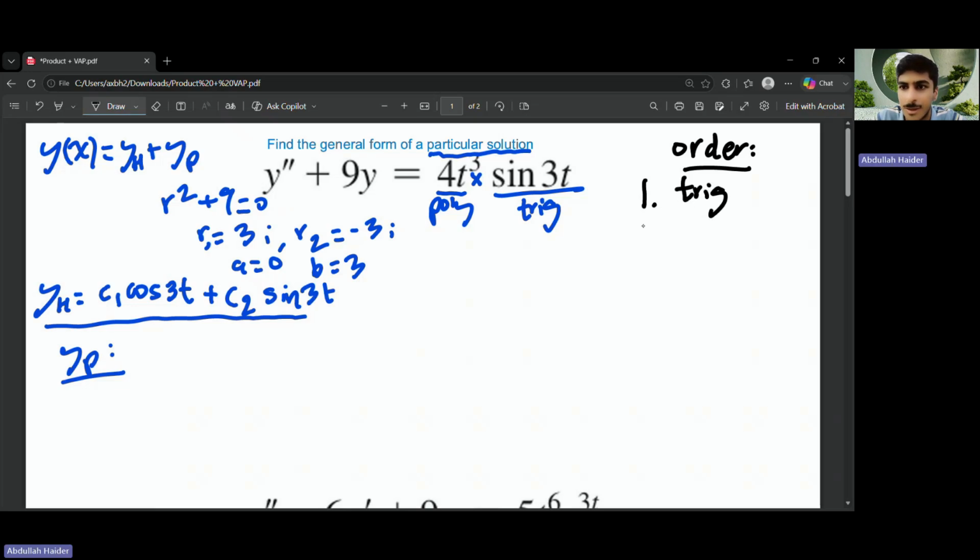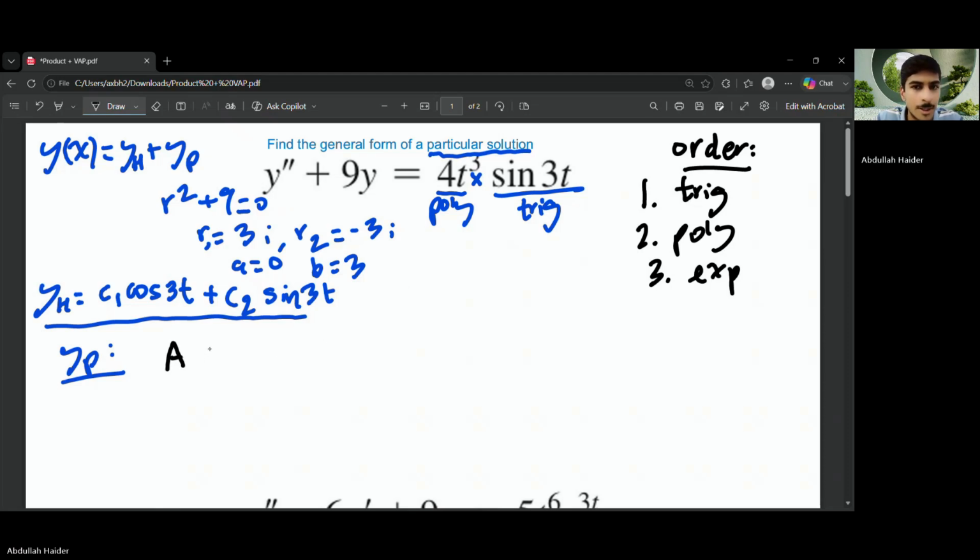Trigonometric, poly, and then exponential. So what I mean by order is you will first find the YP for the trigonometric function. Then if you have a polynomial function along with it, you'll find the YP for this, and then you'll find the YP for this in the last case.